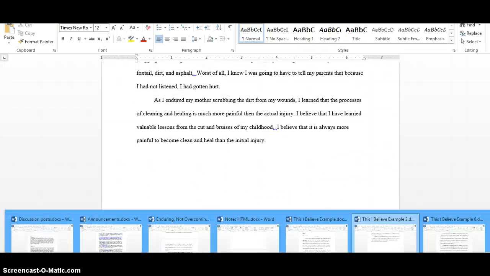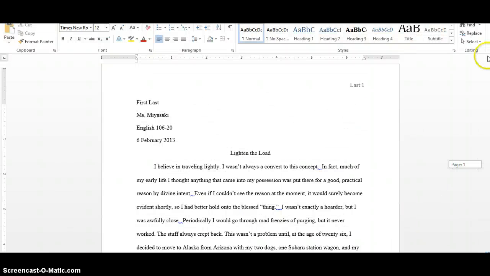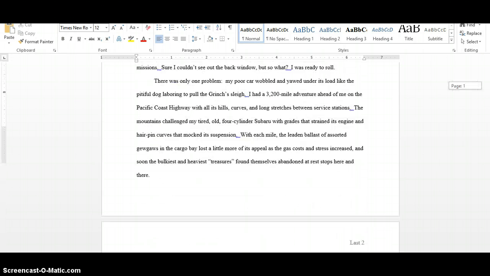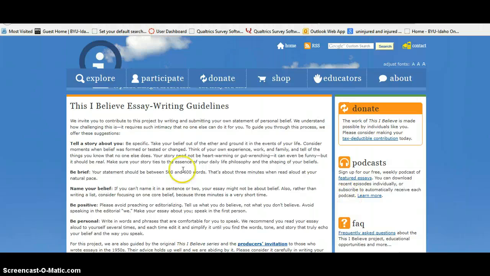And this last one is about lightening the load, and how it has to do with, I believe, in traveling lightly. Then they go into her story, and again at the end, traveling lightly and how that has to do with what they're talking about. So in each one of them, they have a clear belief.